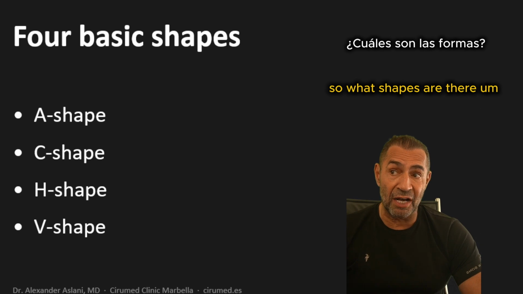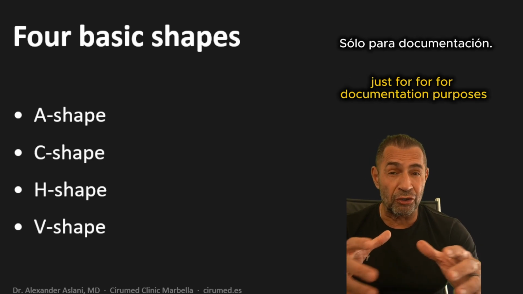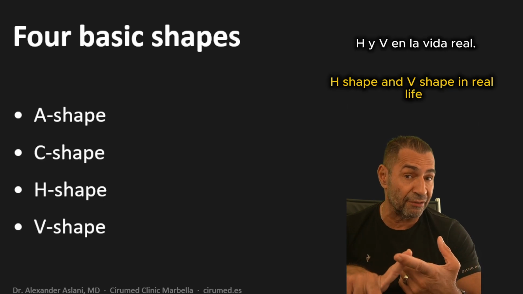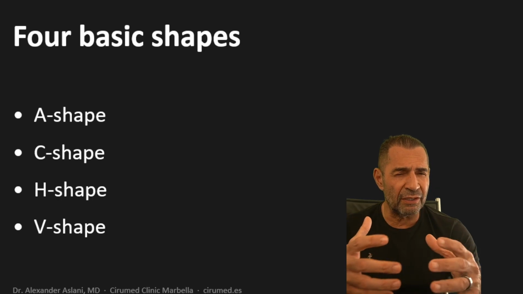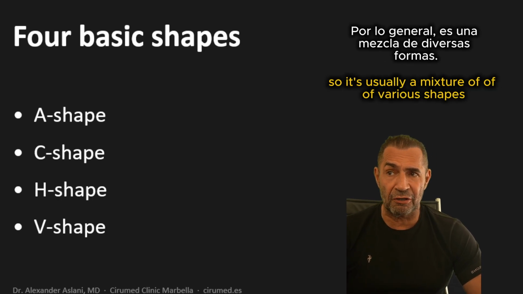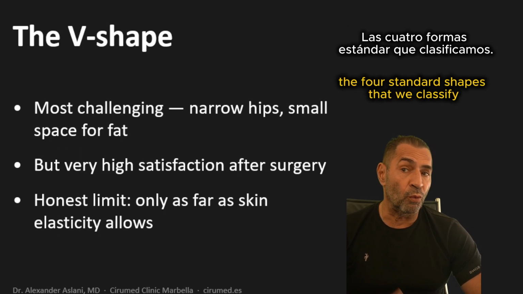So what shapes are there? Just for documentation purposes, we differentiate A shape, C shape, H shape, and V shape. In real life, the borders are sometimes a bit blurry, so it's usually a mixture of various shapes, but these are the four standard shapes that we classify.